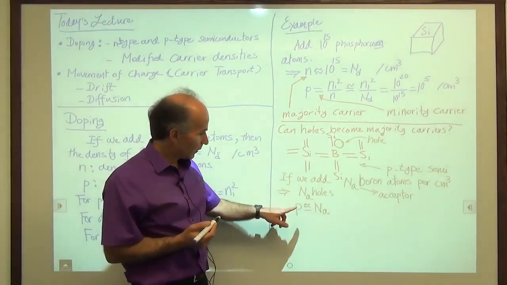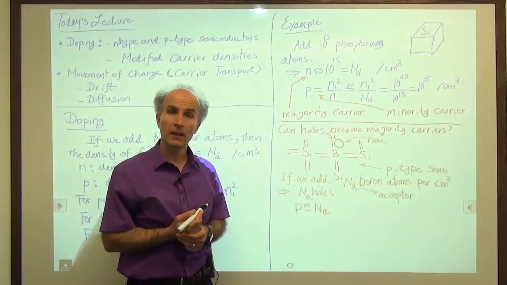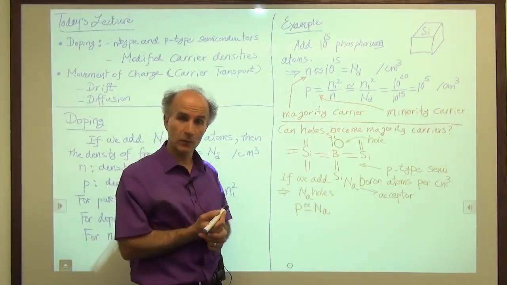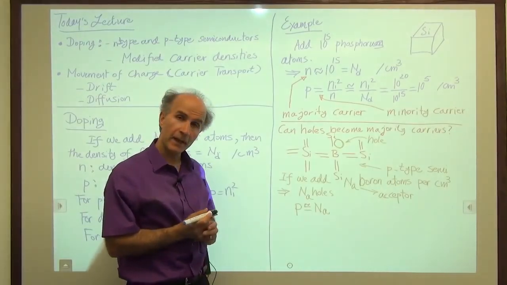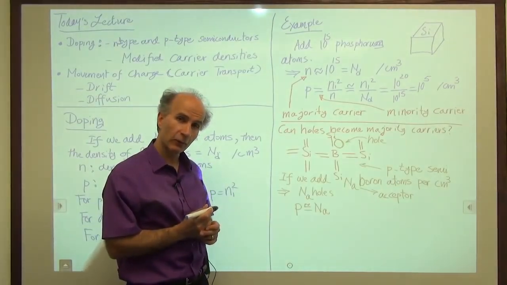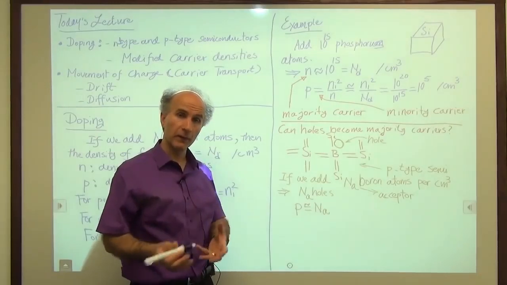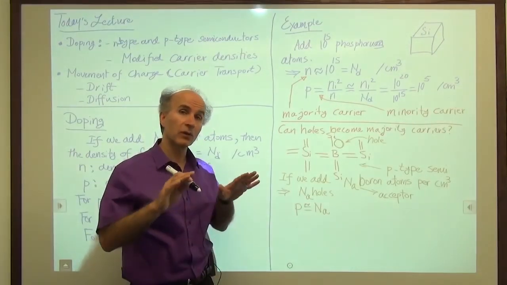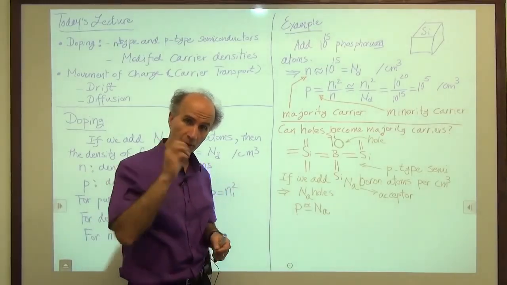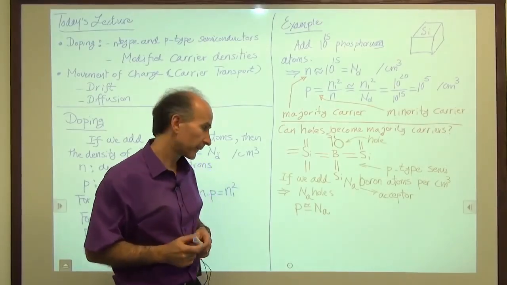Okay, so we have created holes, lots of holes, depending on how many boron acceptor atoms we add to the silicon crystal. What happens now to the density of free electrons? Well, because we have so many holes, some of these holes are filled up by the free electrons that pure silicon had. So the number of free electrons goes down, because some of those free electrons go and fill up these holes. They are no longer capable of carrying a current.